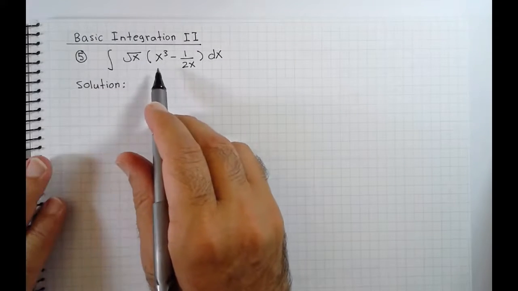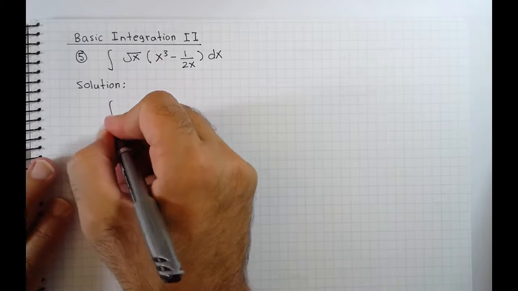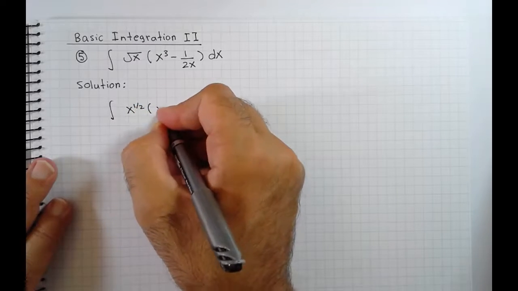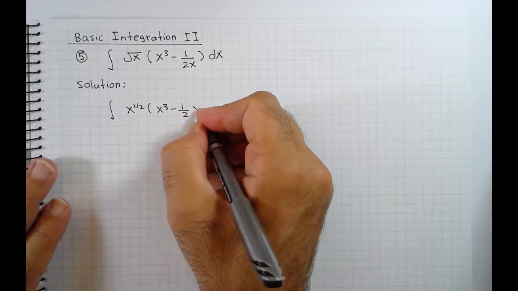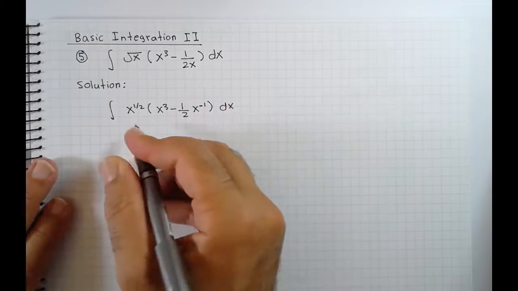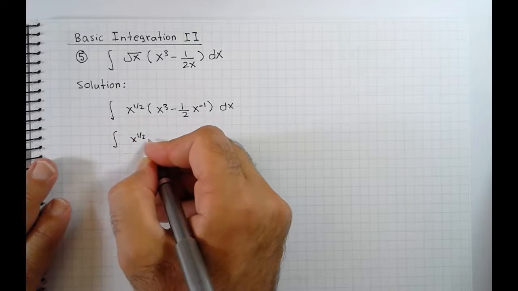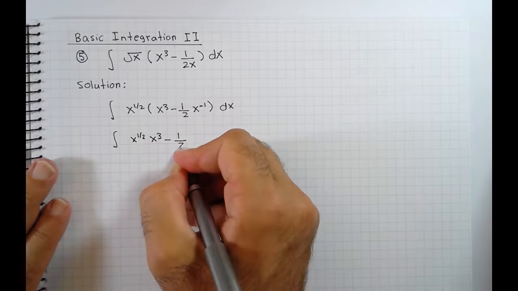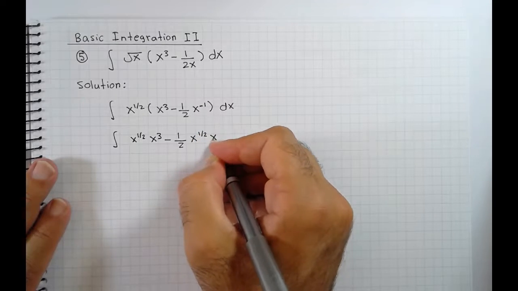Integral root x times x cubed minus 1 over 2x dx. Let's simplify this. We'll write this as x to the 1/2 times x cubed minus 1 over 2 x to the minus 1 dx. Now we'll multiply it through. That's x to the 1/2 times x cubed minus 1/2 x to the 1/2 x to the minus 1.